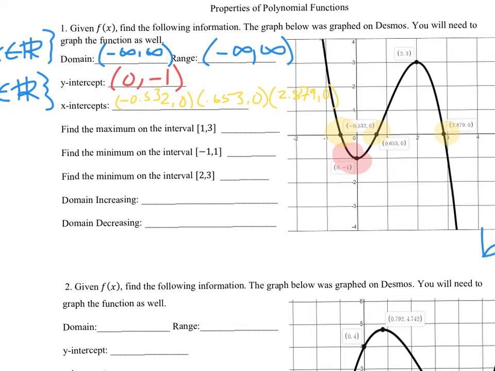Now, it goes on to ask this next question, find the maximum on the interval of 1 to 3. So 1 to 3, that's talking about domain. So it's saying from the number 1, which is located right here, 2, 3. What is the maximum? Maximum meaning the highest point. Now you could also draw little dots like this, okay?